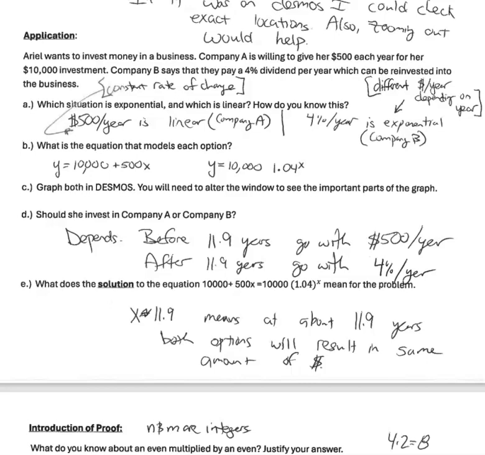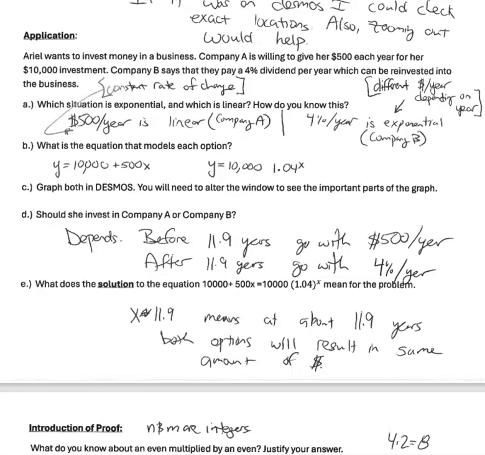And when you actually look at this graph, you cannot answer the question where it says, should she invest in company A or B? It kind of ended up being, it depends. Between 0 and 11.9 years, if you put this into Desmos, you will find out that it would be better to do the $500 per year. 4% for those years is not enough. It's not going to be more. The linear graph is actually higher, has a bigger output than the exponential. And then after 11.9 years, that's when the exponential actually catches up and starts being higher.